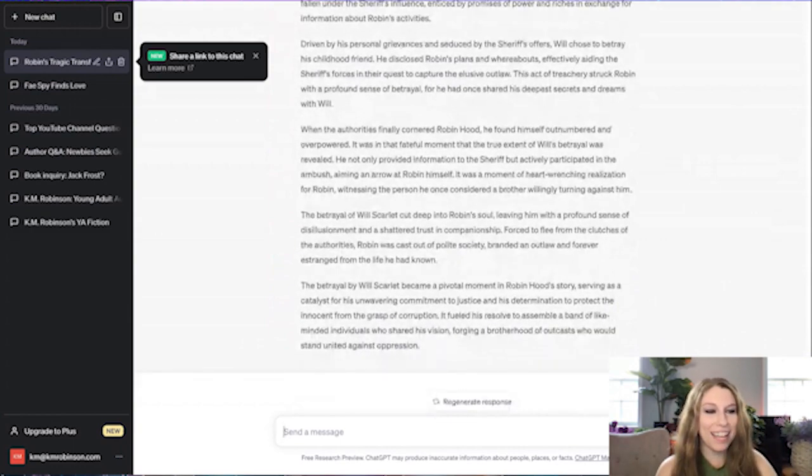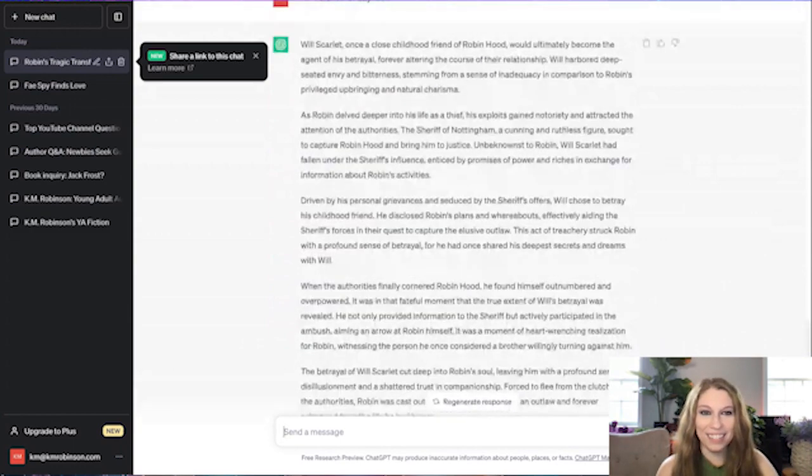Let's go back up. Let's see what they have to say just a little bit. Will's deep-seated envy and bitterness stemming from a sense of inadequacy in comparison to Robin's privileged upbringing and natural charisma. Oh, Robin is very charismatic, I see. The sheriff of Nottingham. So they've pulled right from the Robin Hood story, which is very interesting. It's a very interesting conversation. We're actually going to look deeper into how we can be using this for retellings later on.